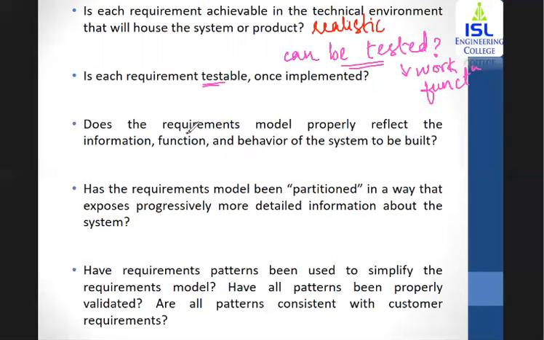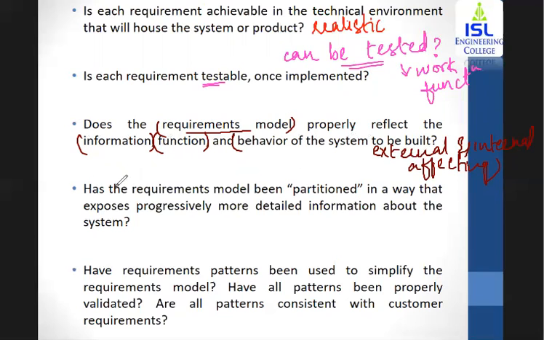Then the next one is: does the requirement model properly reflect the information, functions, and behavior of the system to be built? The requirement model means you're going to have all the requirements there. Within this requirement model, it should have all the information, that is, what components are used, what patterns are applied, what design is used. And the functions mean what tasks you want the system to perform. Behavior means how external and internal factors affect the system, so you get an idea of that. So you're going to check the requirement model so that it has all of this information within the system.